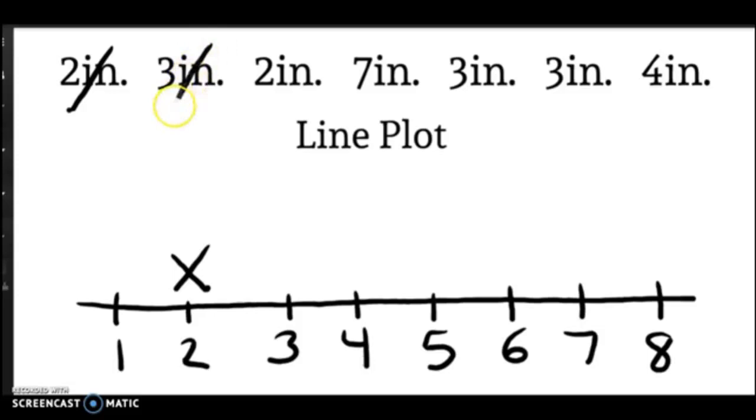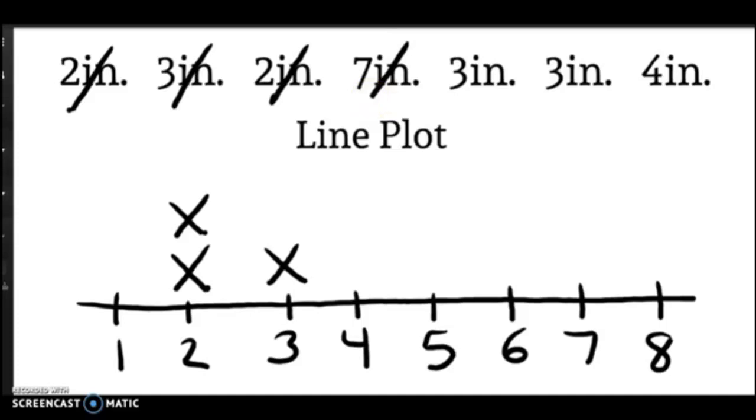The next toy was 3 inches tall. And then I have another toy that's 2 inches tall. I'm going to place that X right on top of the first X, showing that there are 2 toys now that are 2 inches tall. And I'm working to make sure all of my X's are the same size and neatly lined up. I also try to cross off my data as I'm using it so nothing is left out.